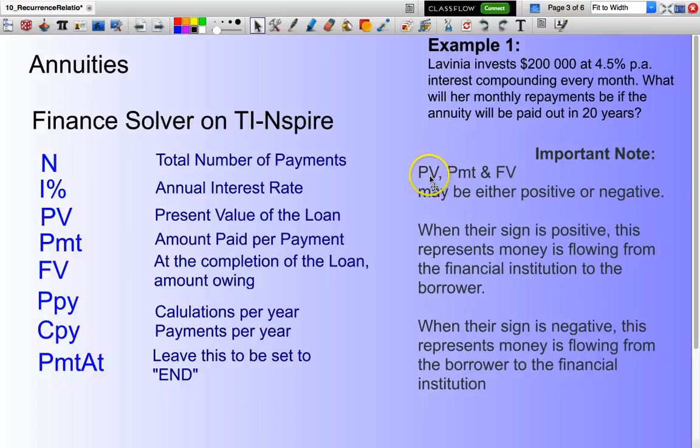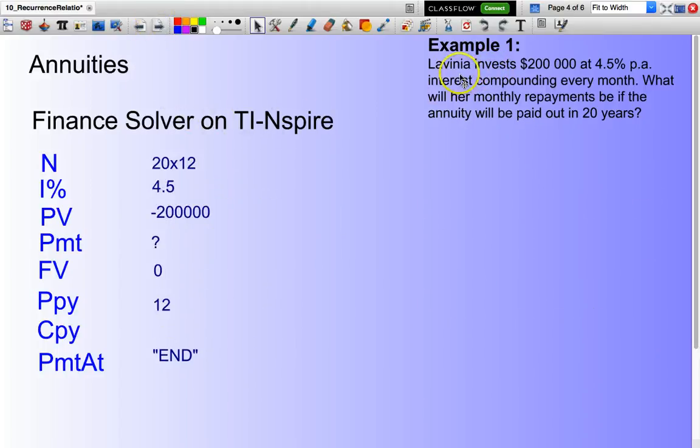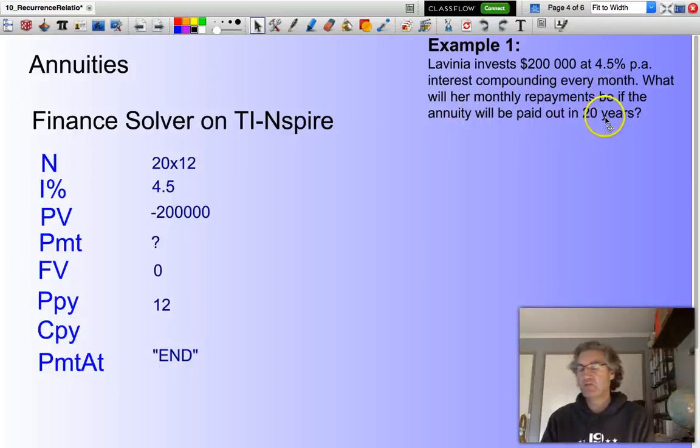So, let's look at the situation here with Lavinia. I will just jump to the next slide. And you'll see here Lavinia invests $200,000 at 4.5% per annum. Interest is compounding every month. What will her monthly repayments be if her annuity is paid out in 20 years?